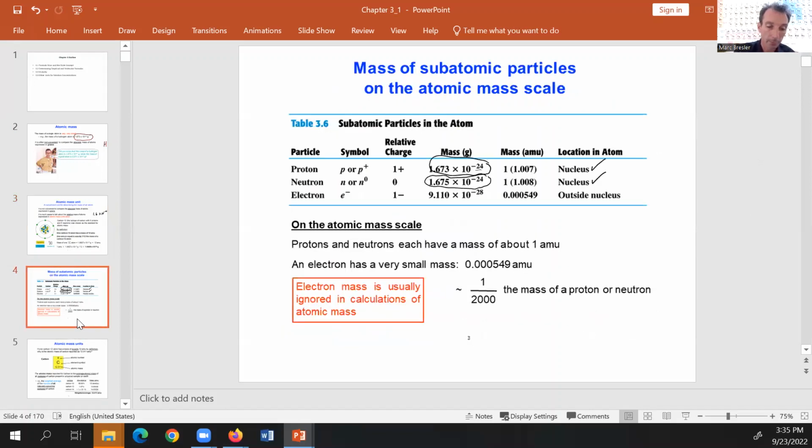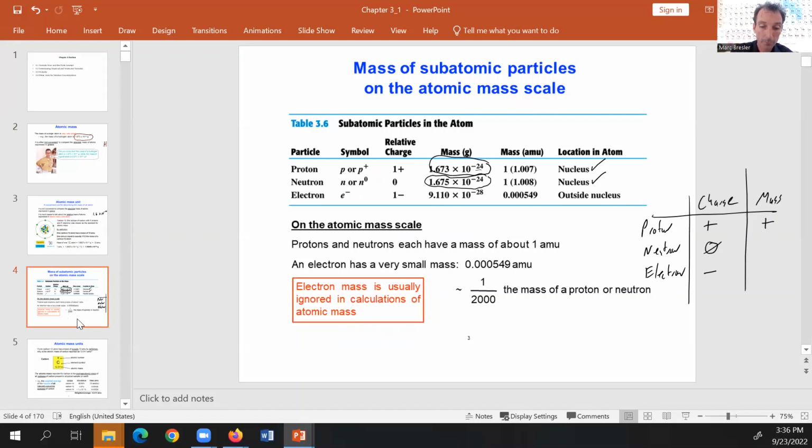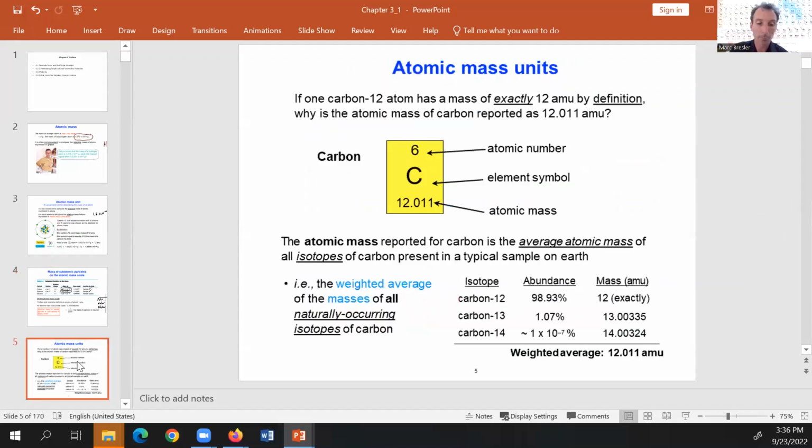So you could kind of rewrite this table. Proton, neutron, electron, charge. Protons are positive, neutrons are 0, neutral, and electrons are negative. Mass: protons are 1 AMU, neutrons have 1 AMU, and electrons have 0. So that's just how we're going to think about calculating the mass.